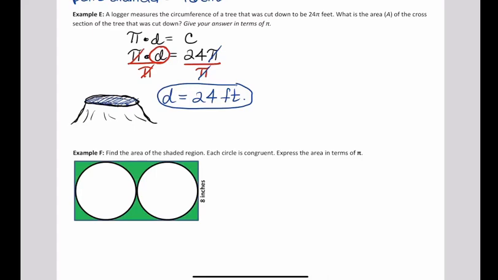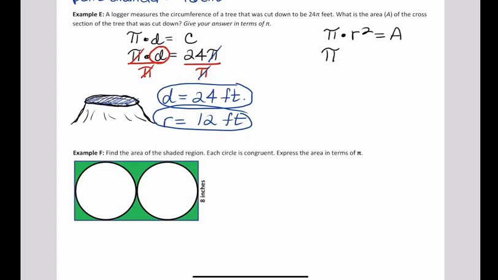So how do we figure out area? Well, we need to know what the radius is. If the diameter is 24 feet, the radius is going to be half that. It's going to be 12 feet. The formula for area is pi times radius squared. So we're going to leave pi the way it is. We're going to leave pi intact.